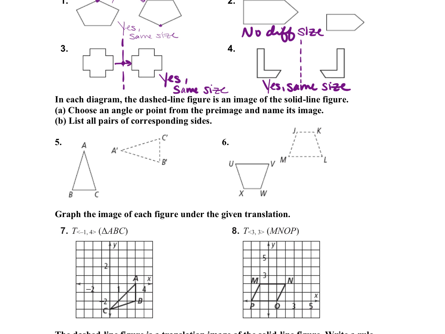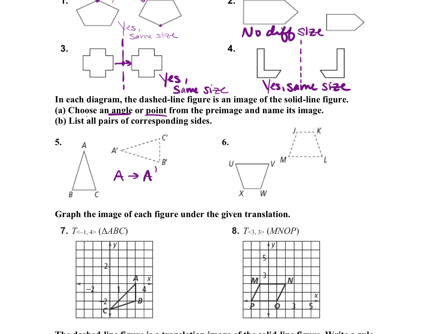It says, the dashed line is the image. What's an image versus a pre-image? It's like what it turns into. What it turns into, what it becomes, right? The image is what it becomes. The pre-image is what it started as. So if my pre-image is ABC and my image is A prime, B prime, C prime, it says choose an angle or point from the pre-image. Tell me what its image is. So if we say point A maps onto what? A prime. Okay.